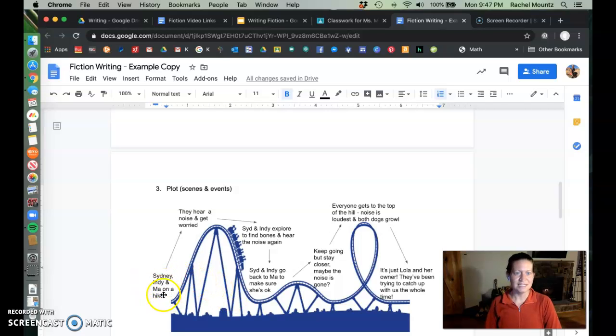it starts over here. Sydney, Indy, and Ma, that's me, are on a hike. That's pretty much based in real life. We always go on a hike, and Indy is Sydney's best friend. Here's our problem. So here in the beginning, you know who is there and where they are, okay? I should probably say it was midday or something like that. They hear a noise and get worried.